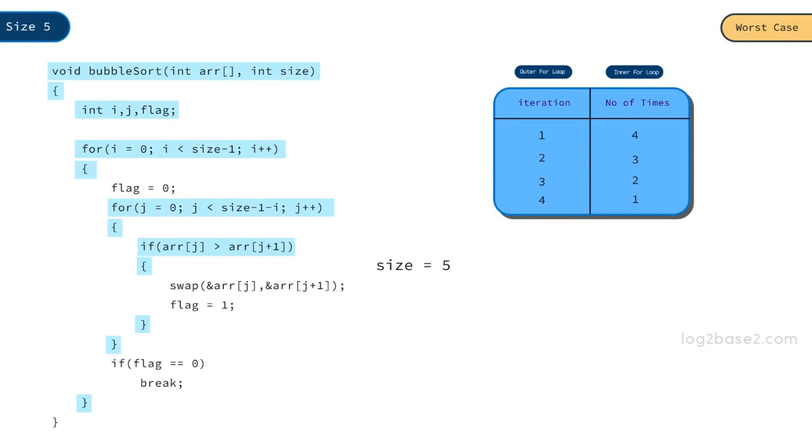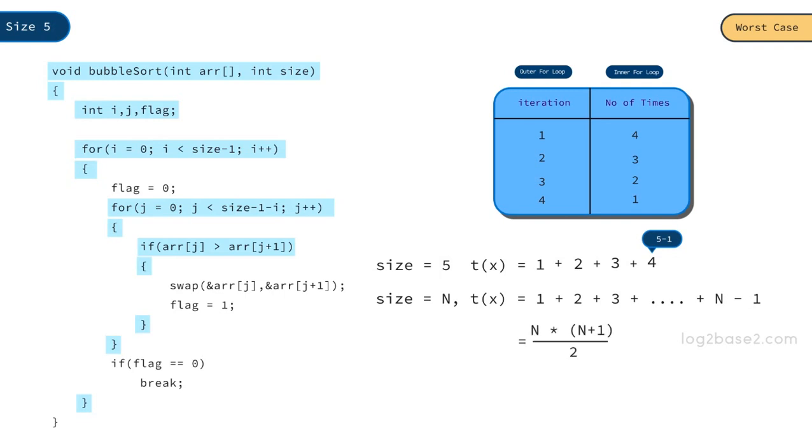So when size equal to 5, the total time taken T(x) is equal to 1 plus 2 plus 3 plus 4, which is size minus 1. So in general, when size equal to n, T(x) equal to 1 plus 2 plus 3 plus etc. plus n minus 1. That is the sum of natural numbers from 1 to n minus 1. And we know that the sum of natural numbers from 1 to n is equal to n into n plus 1 divided by 2. Here, the last number is n minus 1, so we can replace n as n minus 1 in this equation. So we will get n minus 1 into n minus 1 plus 1 divided by 2.